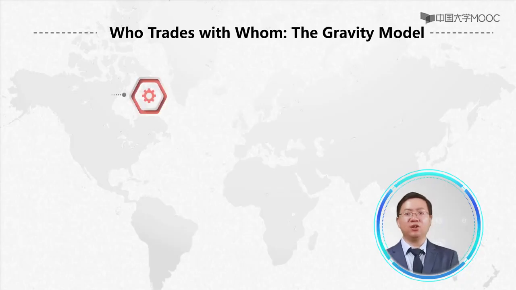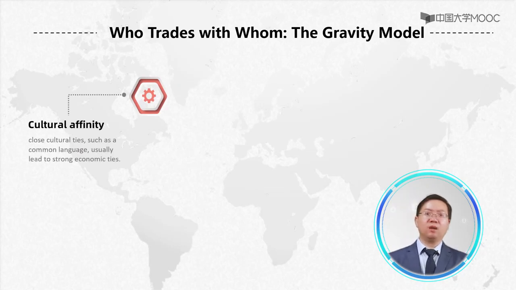Among these, the first is cultural affinity. Close cultural ties, such as a common language, usually lead to strong economic ties. For example, Ireland trades much more with the United States than predicted by a gravity model. It's because Ireland has a strong cultural affinity with the USA due to a common language and the history of migration.